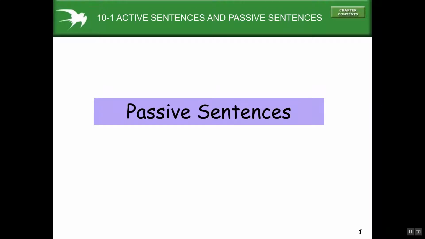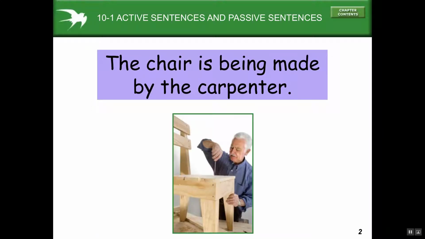This video explains how to form passive sentences. Here's an example of a passive sentence. The chair is being made by the carpenter. Now, when you see this sentence, you're going to notice that there's kind of a lot going on with the verb. So we have three things that look like verbs in this sentence: is, being, and made.